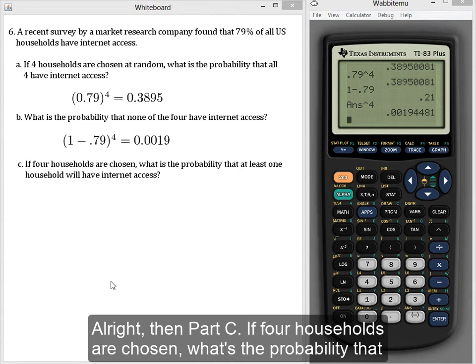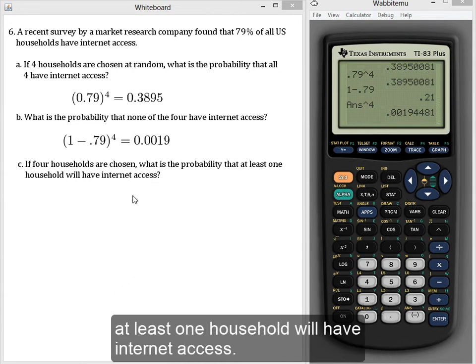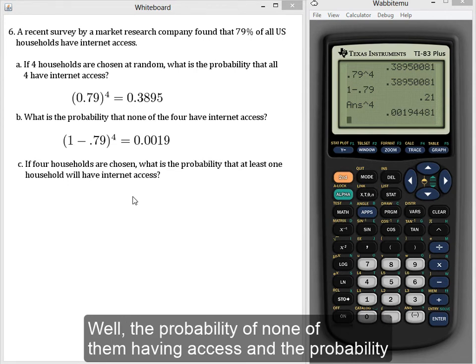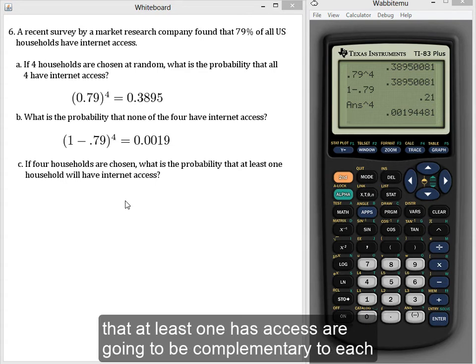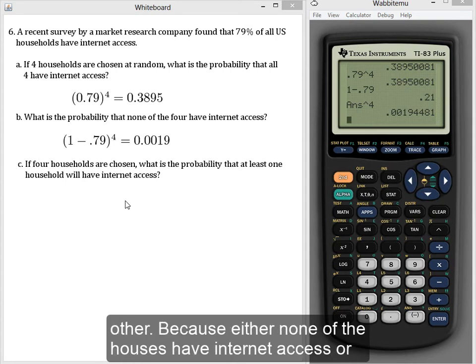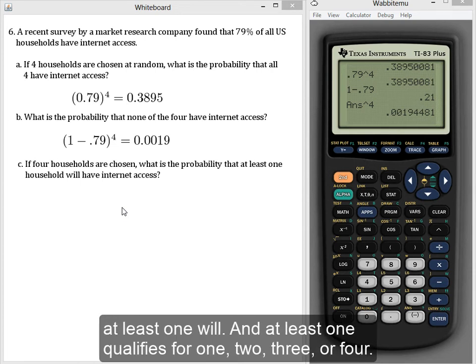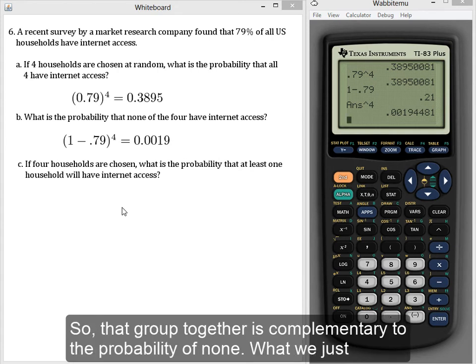All right, and then part C, if 4 households are chosen, what's the probability that at least one household will have internet access? Well, the probability of none of them having access and the probability that at least one has access are going to be complementary to each other, because either none of the houses have internet access or at least one will. And at least one qualifies for 1, 2, 3, or 4. So that group together is complementary to the probability of none.